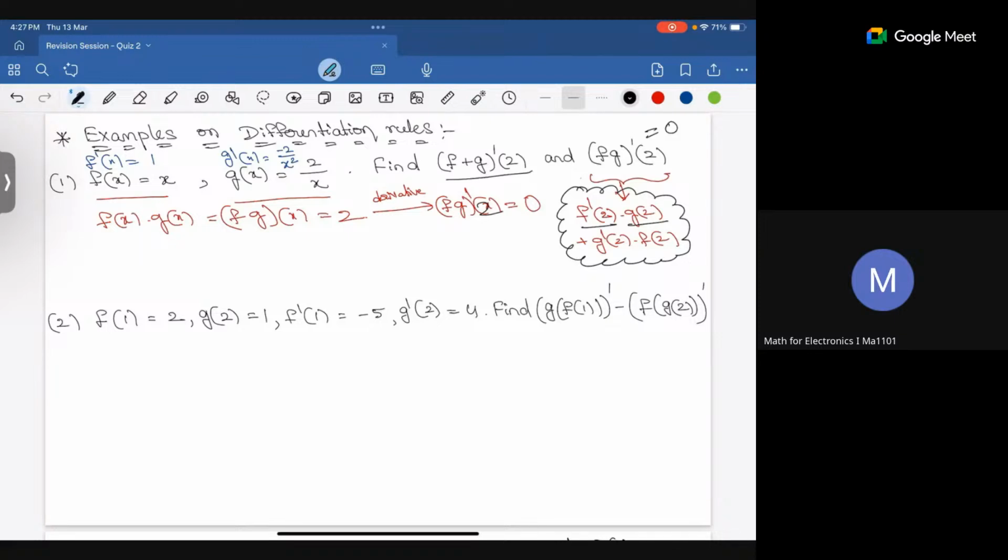Now we have to find this one. For this you can write it as f prime of 2 plus g prime of 2. As we have just written down what f prime of x and g prime of x are, f prime of 2 will be 1 plus g prime of 2 will be minus 2 by 2 square. So this will be 1 minus 2 by 4, which is 1 minus half, which will be half.